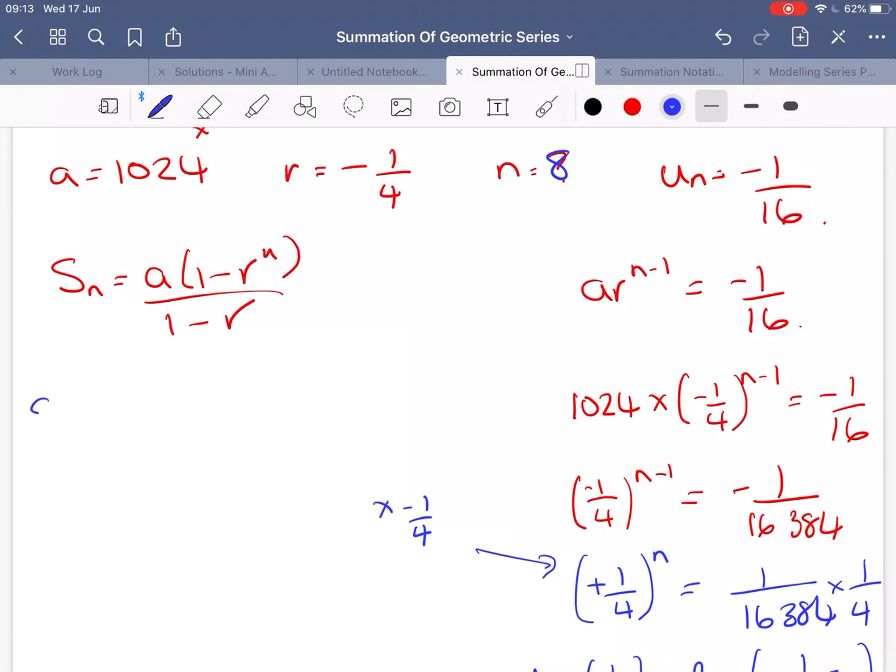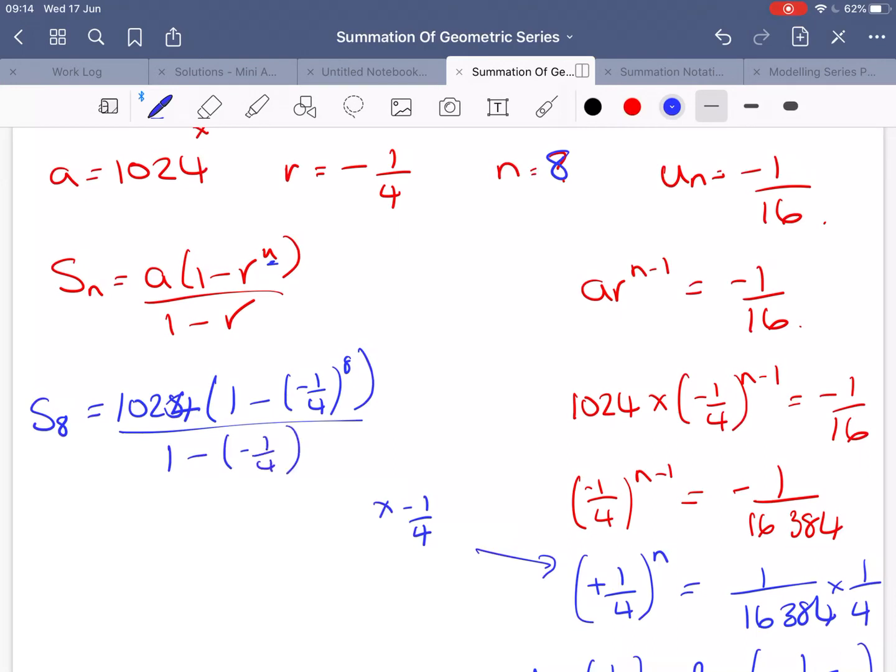So the sum of our first 8 terms is going to be 1024 times 1 minus a quarter to the power of 8, because it's to the power of n, all over 1 minus minus a quarter, because that's what your common ratio is. So you can see you've got double negatives going on here. But again, just pop it in your calculator, use your fraction button.